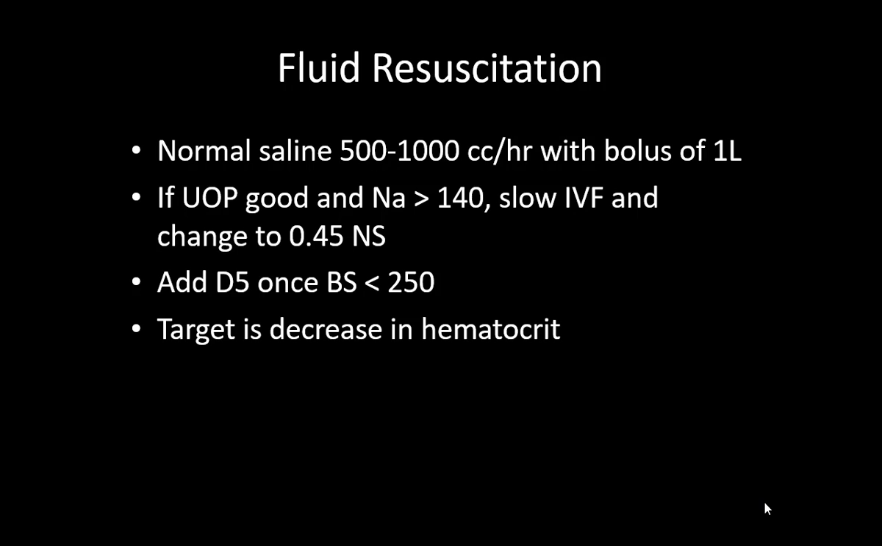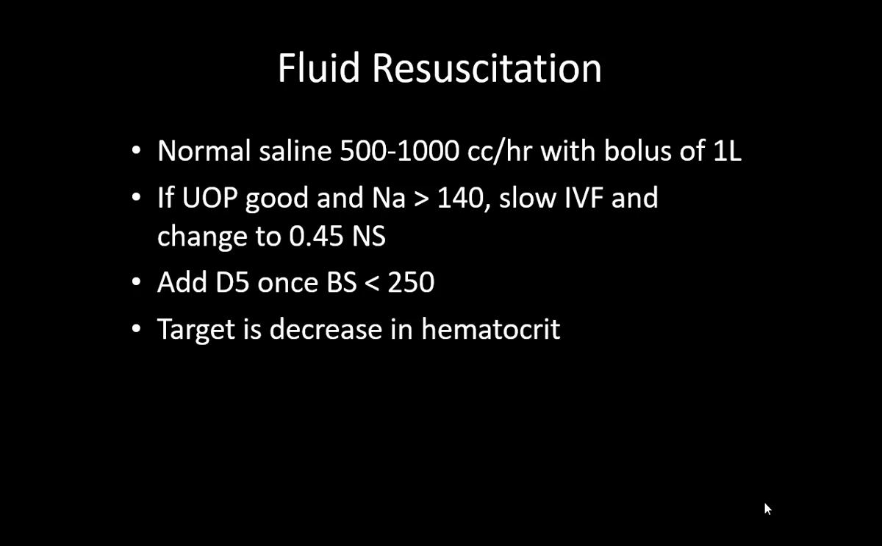So when you talk about fluid resuscitation, normal saline is the fluid of choice in the early stages, and you do 500 to a liter per hour of fluid boluses. If the urine output is good and your sodium levels have improved and they have gone more than 140, you can change 0.9% saline to 0.45% saline, right? And you can also decrease the rate of fluid resuscitation.